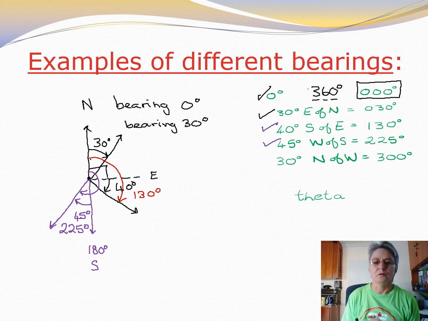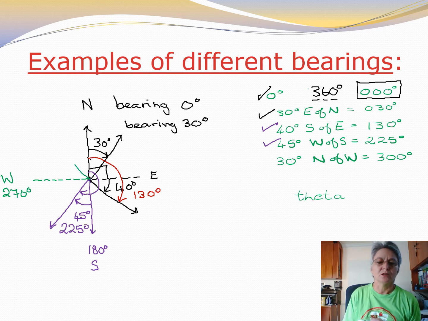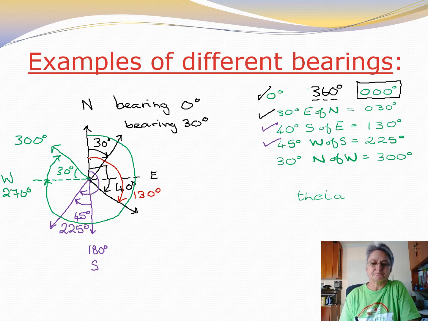30 degrees north of west means that we're looking towards the west, which is at an angle of 270 degrees. And we turn from west, we turn 30 degrees towards the north. So this angle is 30 degrees. And the bearing measures the angle clockwise from north around, so it's 270 plus 30, and that is an angle of 300 degrees.